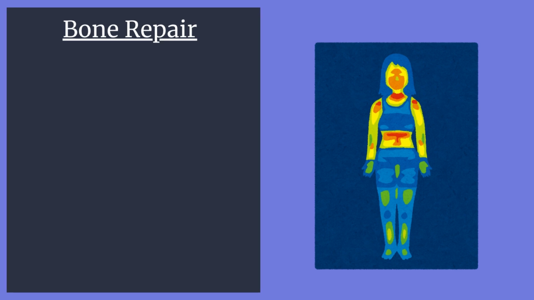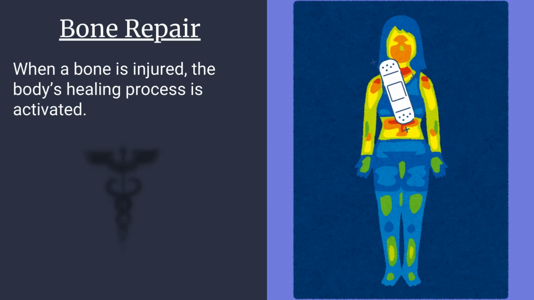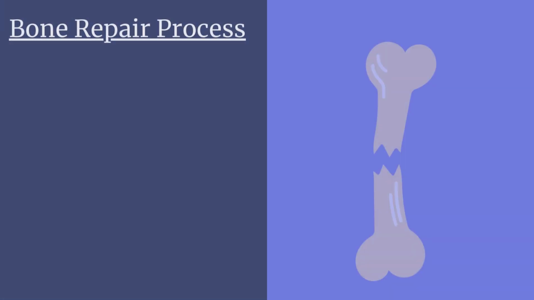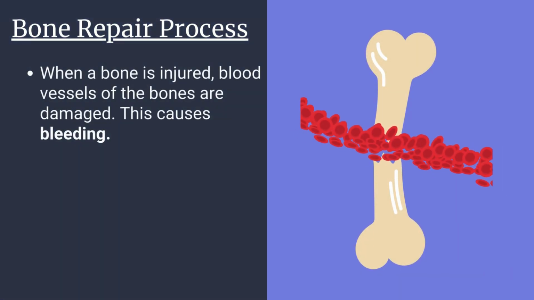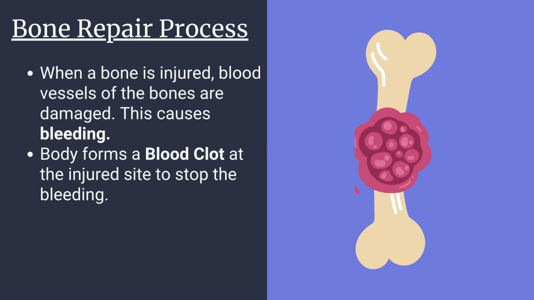Now, we will talk about bone repair process. When a bone is injured, the body's healing process is activated. It occurs in a sequence of processes to transform this break into a completely normal bone. Bone repair process. When a bone is injured, blood vessels of the bones are damaged. This causes bleeding. Body forms a blood clot at the injured site to stop the bleeding.